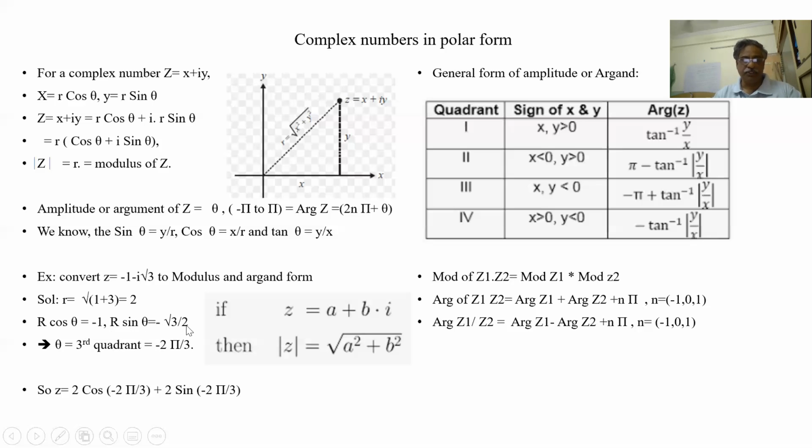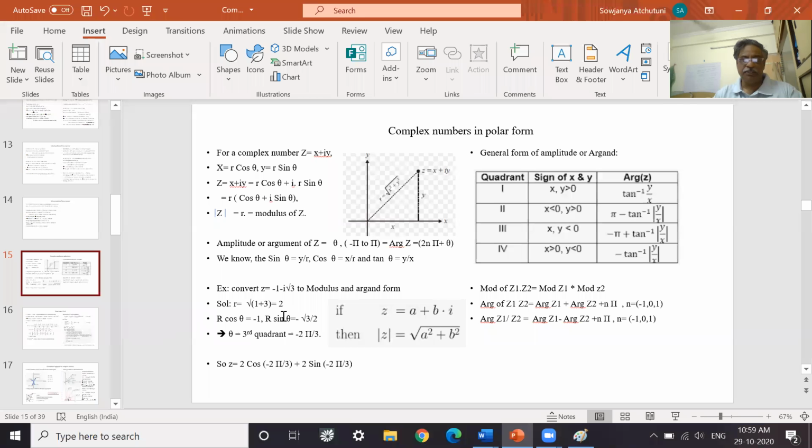Sin theta is minus root 3 by 2. So we got r. Here r cos theta is -1, r sin theta is minus root 3. So cos theta is -1 by 2, sin theta is minus root 3 by 2. Here both are negative. Sin theta is negative, cos theta is negative. That means this is in third quadrant. Third quadrant, so it is minus 2 pi by 3.